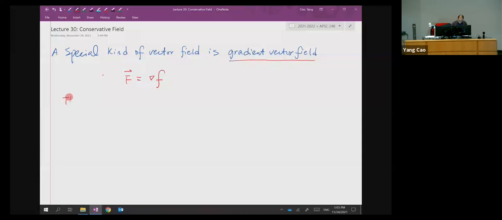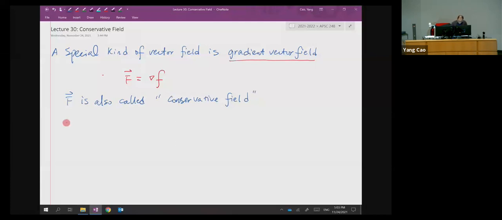And this F is also called a conservative field. In the previous lecture, we demonstrated there are two special conservative fields. One is the gravitational field, and the other one is the electric field of a point charge.